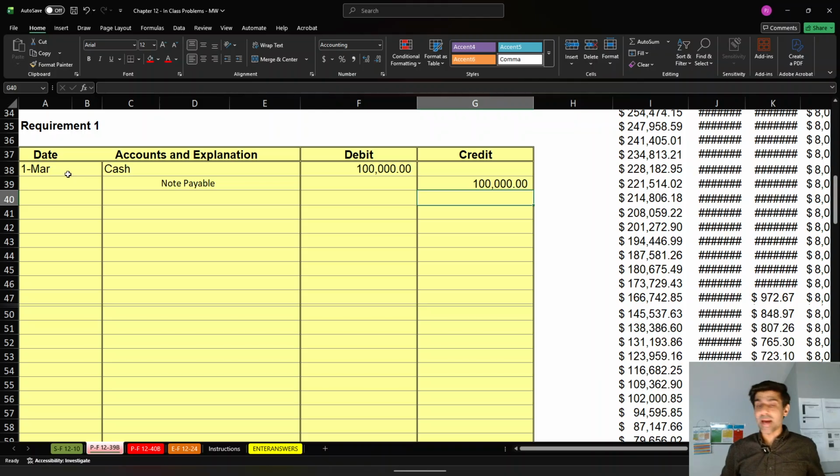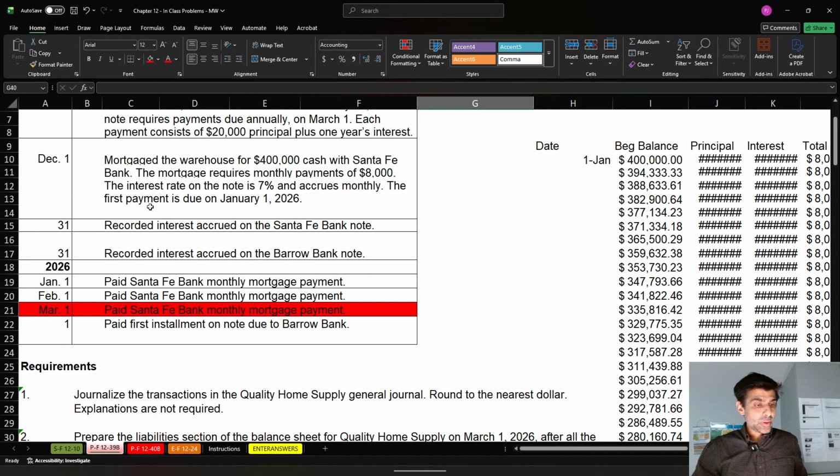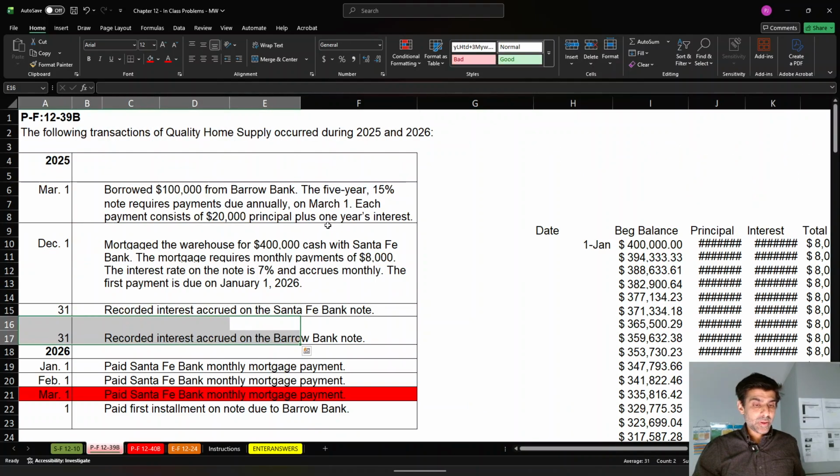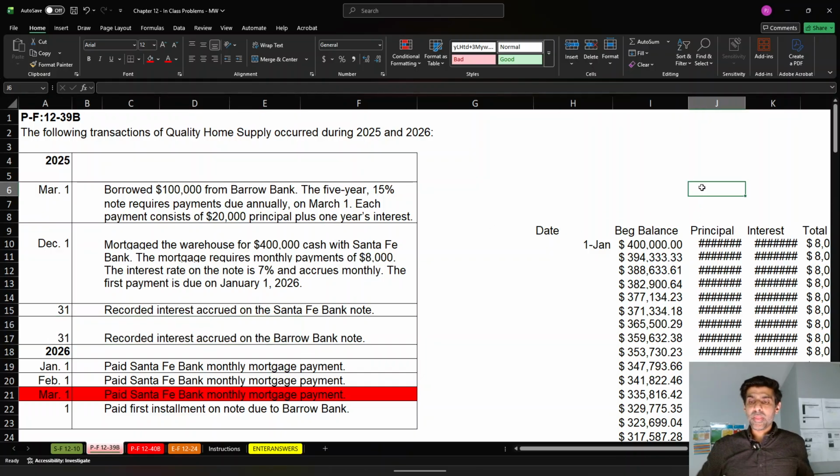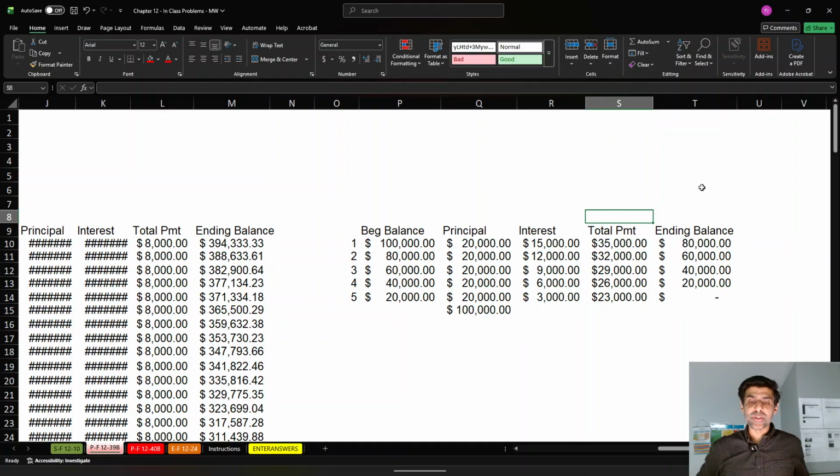Okay, so hopefully you all got that. Again, let's do the Barrows Bank accrual of interest. We know this schedule has given us how much interest we're paying for the full year whenever we make that payment on March 1st of the next year.